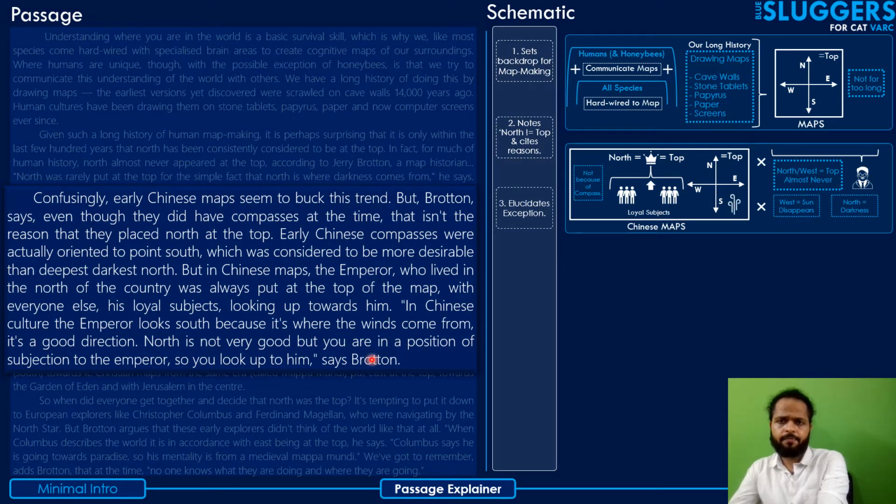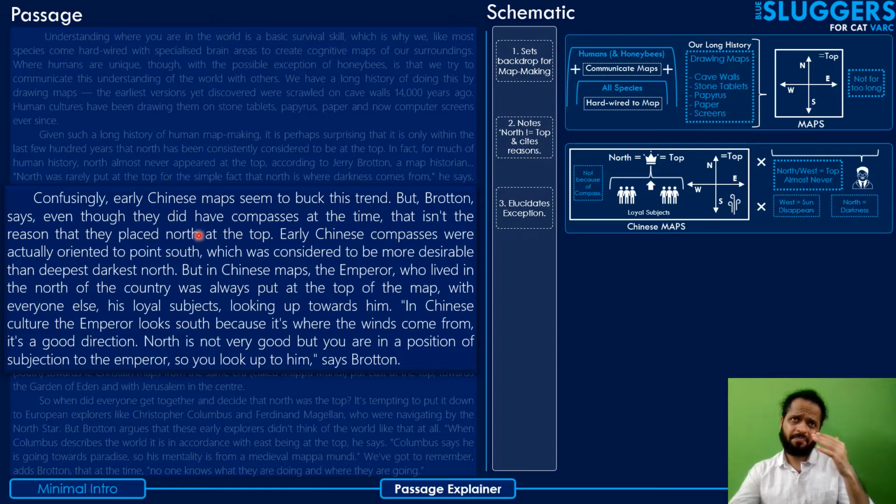Okay, so guys, in this paragraph, the author has basically examined an exception to the earlier point that he made, that in the past, in history, almost no one used to put north as a direction on top of the maps, right? But there's an exception in case of the Chinese. They actually have been putting north on top of the maps since ever.